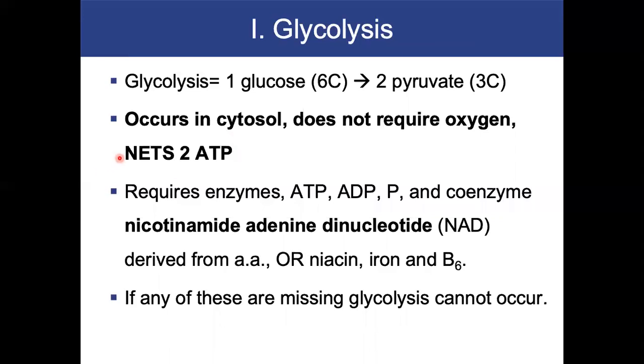Let's take a second to look at nets. It makes 4 ATP, and it uses 2 ATP. So the net is 2 ATP. These are the requirements.